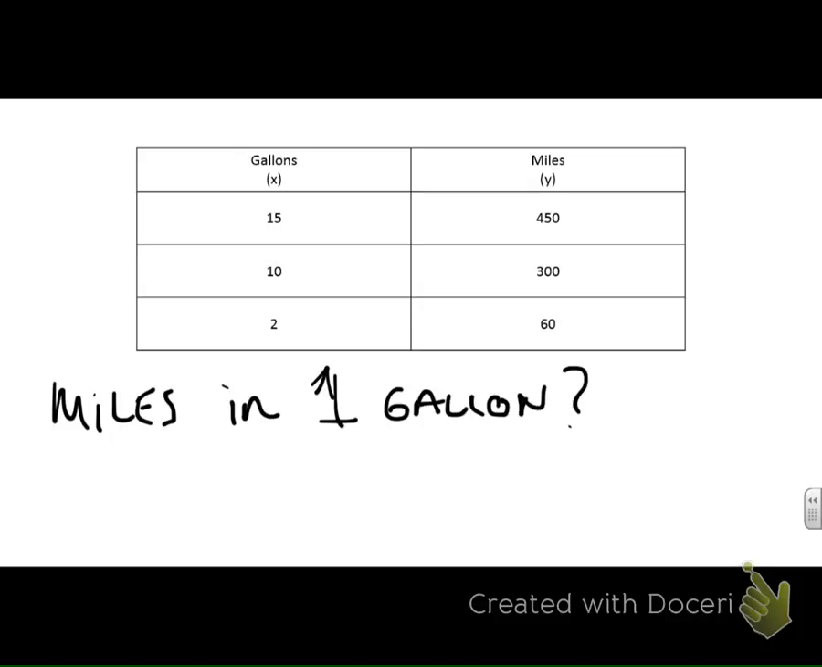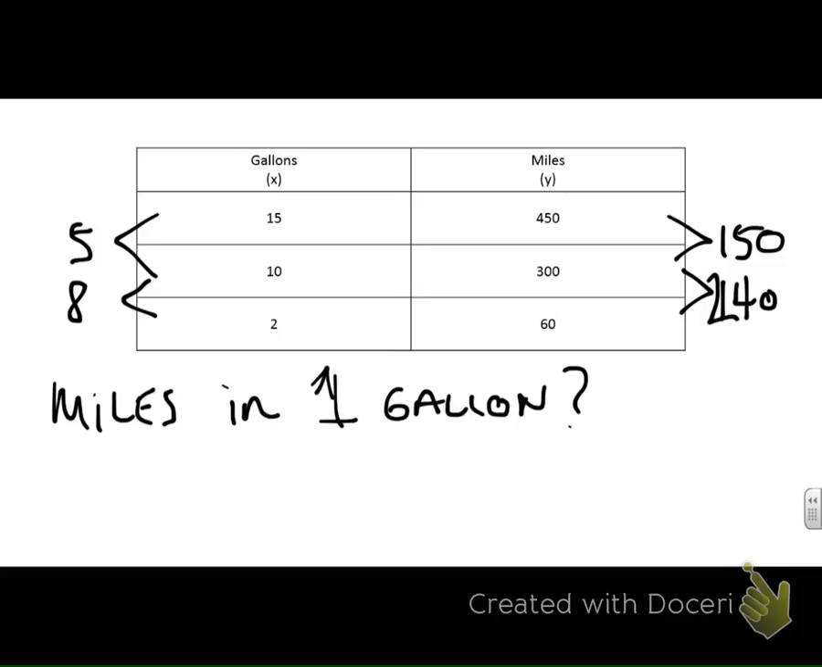So to start finding this, I'm going to do delta y over delta x, just like I've normally done. From 450 to 300 is 150. From 300 to 60 is 240. Not 140, sorry guys. Then over on this side, from 15 to 10 is 5, and from 10 to 2 is 8. So now I want to find delta y over delta x, just like I've done before.